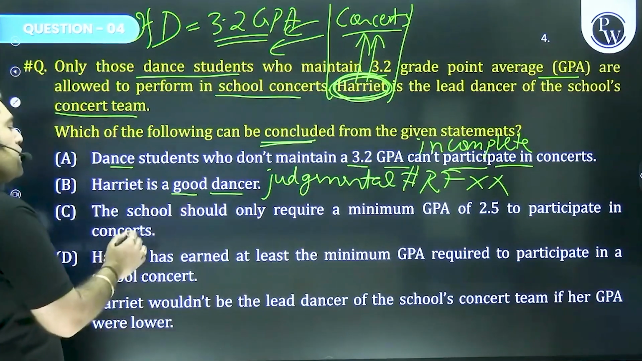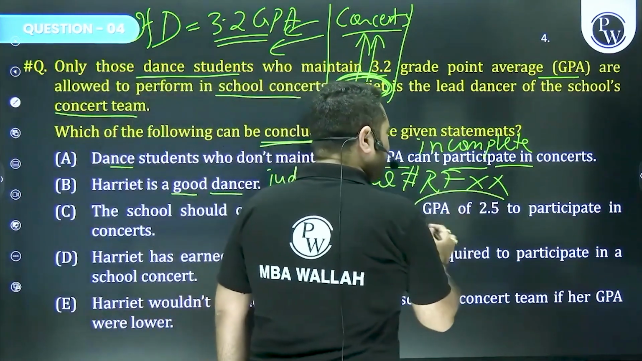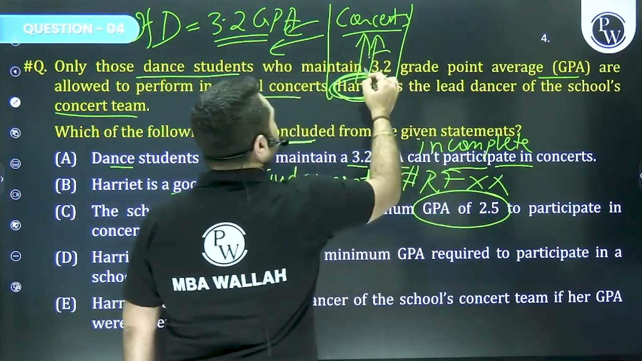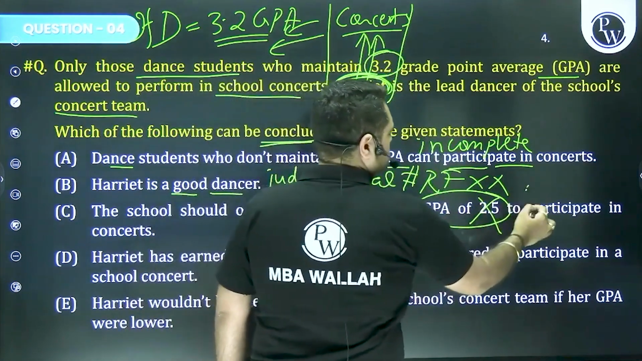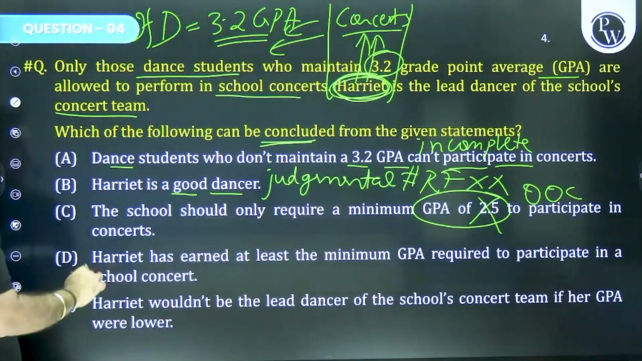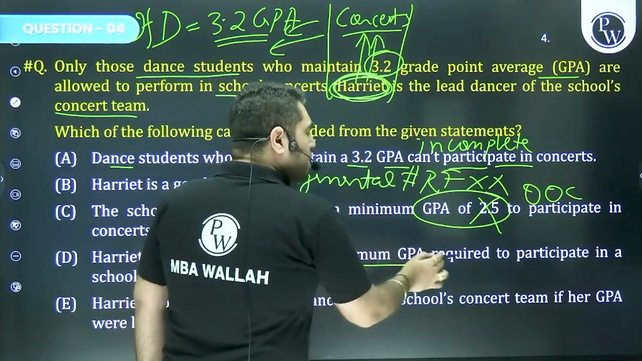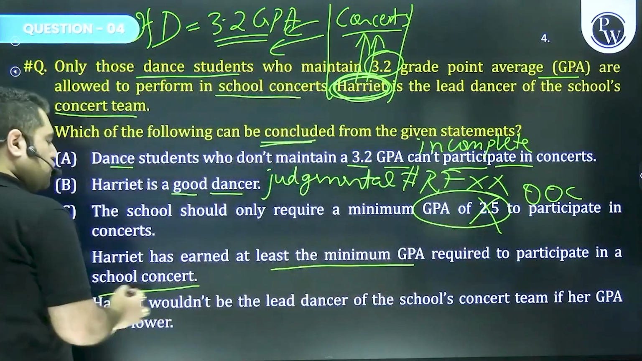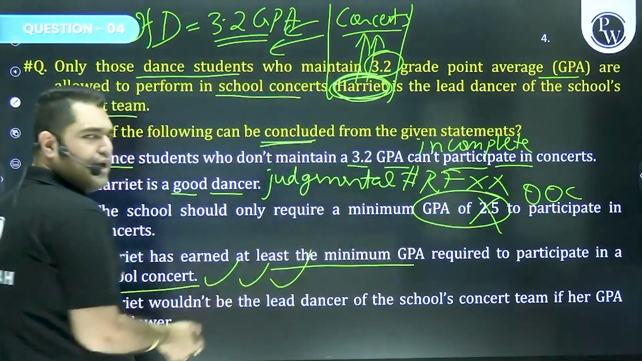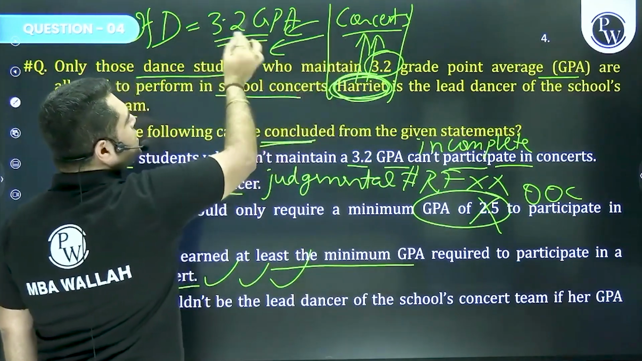Okay? Wrong. The school should only require a minimum GPA of 2.5. Huh? You are saying 3.2. Out of context. Irrelevant. Don't care. Reject. Harriet has earned at least the minimum GPA required to participate in the school concert. 100% yes. You keep people, Harriet is in the concert, meaning this condition has been met.